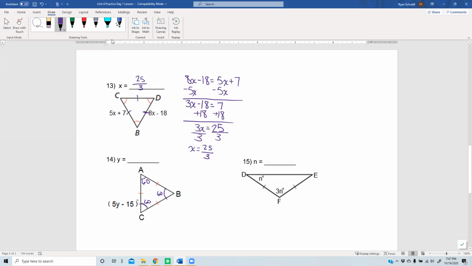So I actually already have my little equation here. 5y minus 15 has to equal 60. So add your 15. Get 5y equals 75. Divide by 5, and you get y equals 15. That's all they ask us to find, is y. So y equals 15.